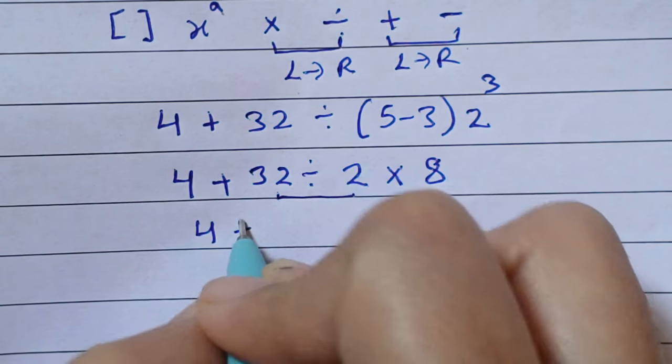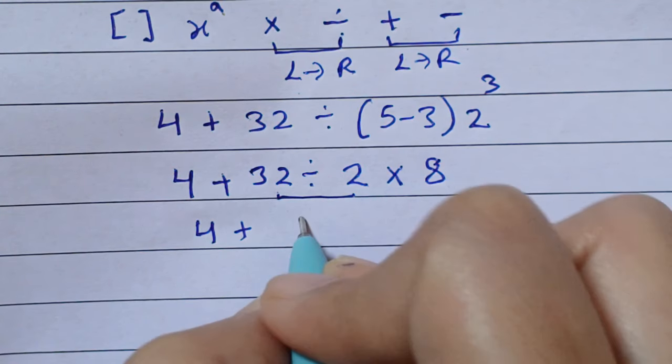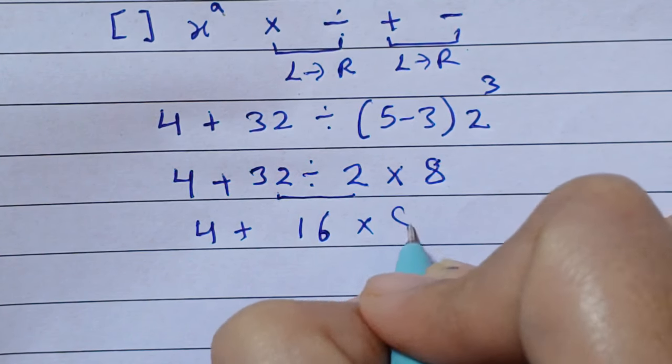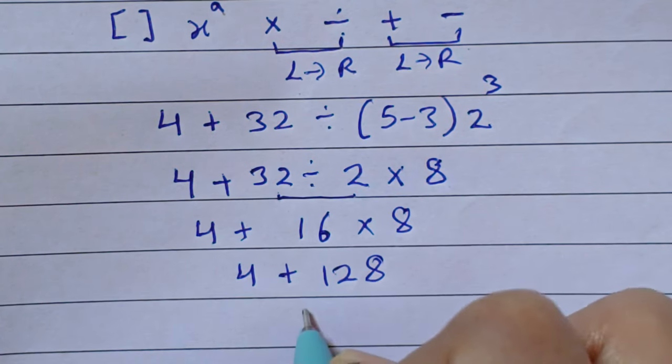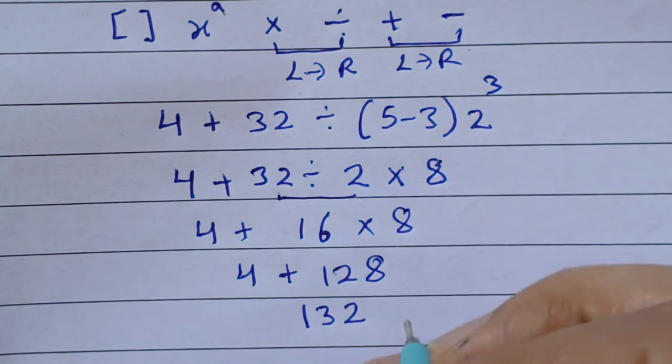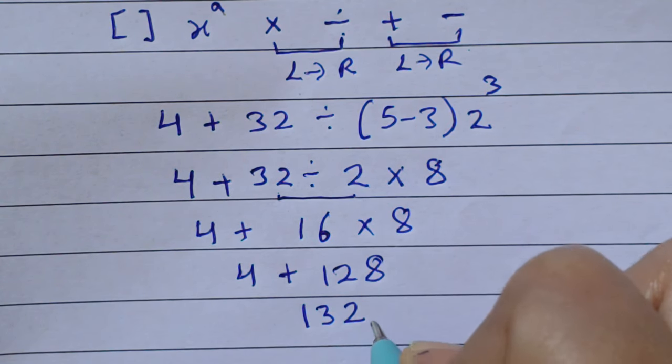So 4 plus 32 divided by 2 which is 16 times 8. So 4 plus 128 which is 132. So our final and correct value is 132.